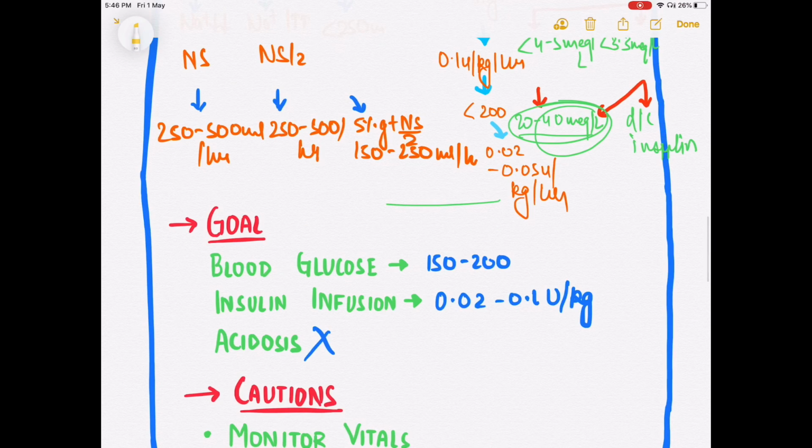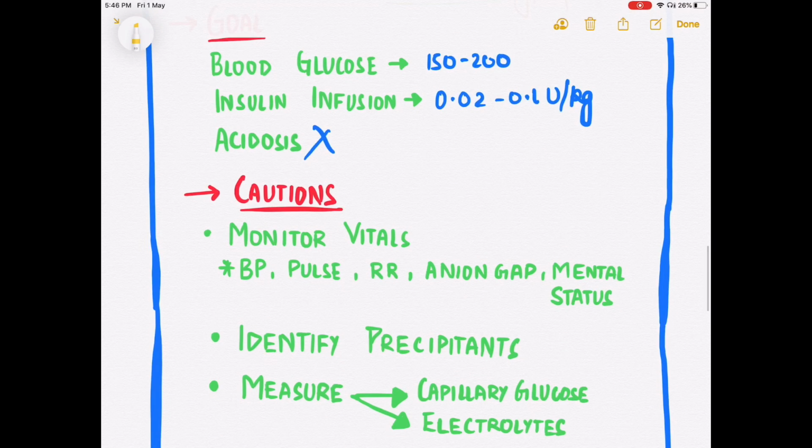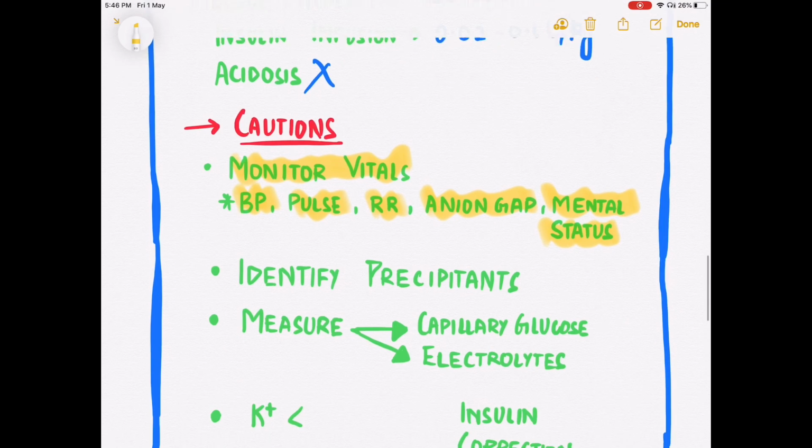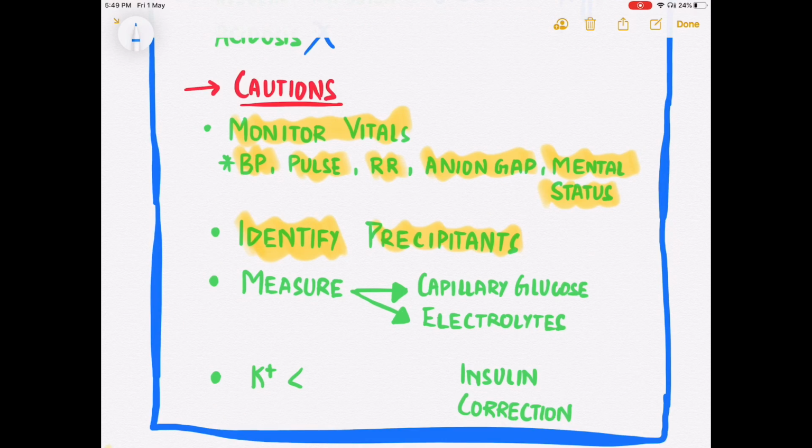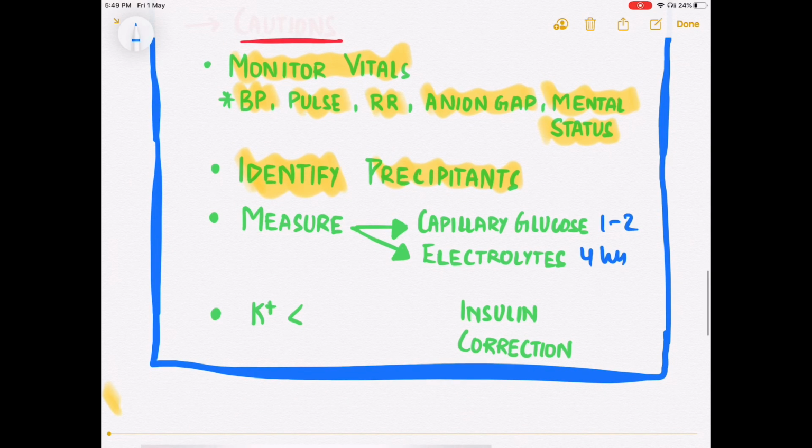There are some cautions too which need to be taken during the course of this therapy, such as regular monitoring of vitals such as blood pressure, pulse, respiratory rate, anion gap, and mental status of the person. We must identify the precipitants causing diabetic ketoacidosis at the earliest. We must also measure capillary glucose every 1 to 2 hours and electrolytes every 4 hours for the period of this therapy. If the potassium levels are less than 3.3 milliequivalents per liter, then the insulin drip must be withdrawn, and first of all, we must do the potassium correction.